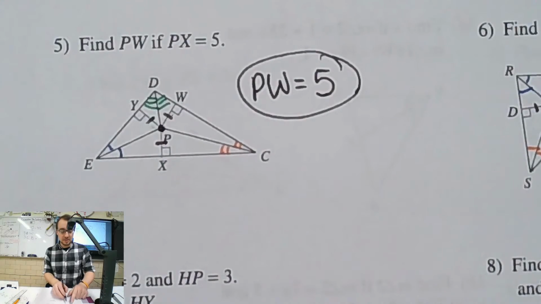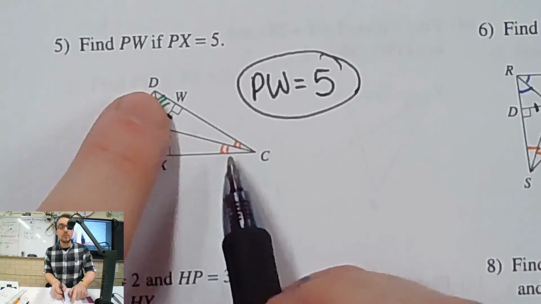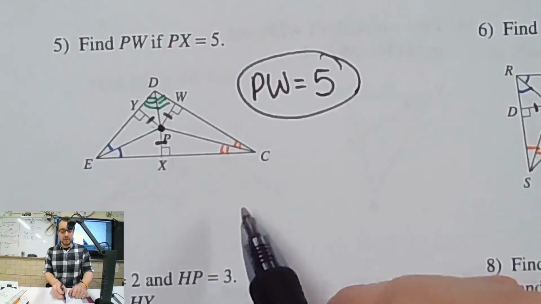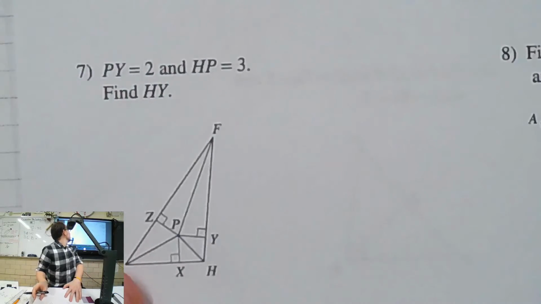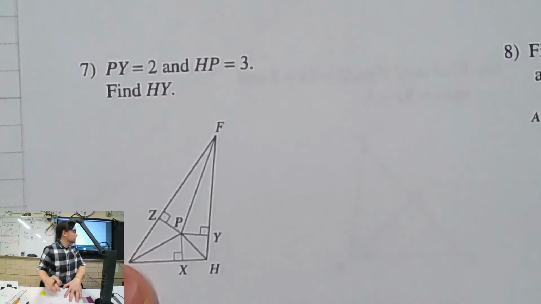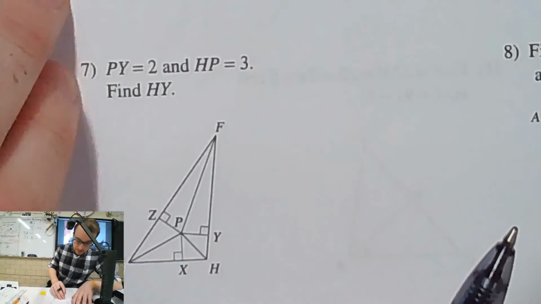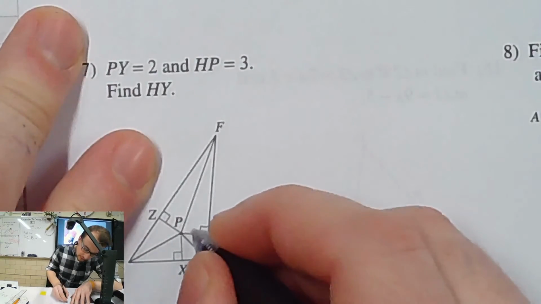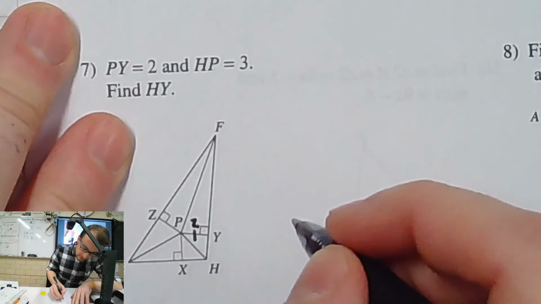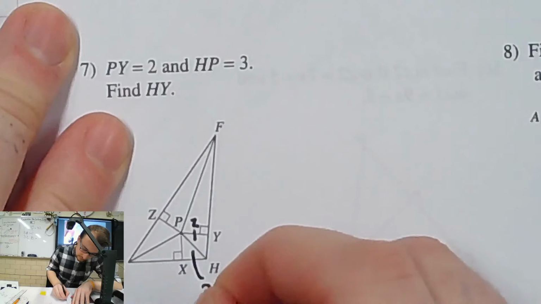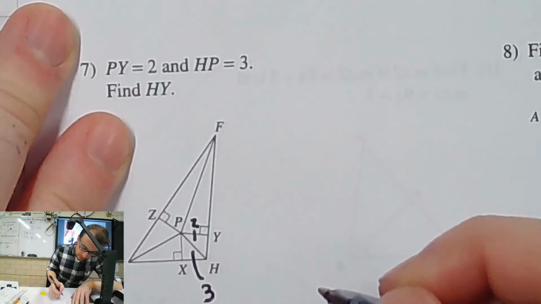How do we know P is the incenter? Because it's the center of the angle bisectors, right? The intersection of the angle bisectors. Let's look at 7. It says PY is 2 and HP is 3. Find HY.